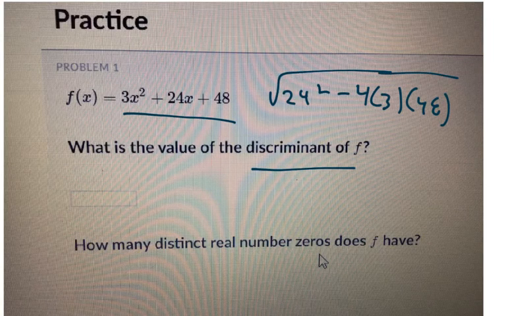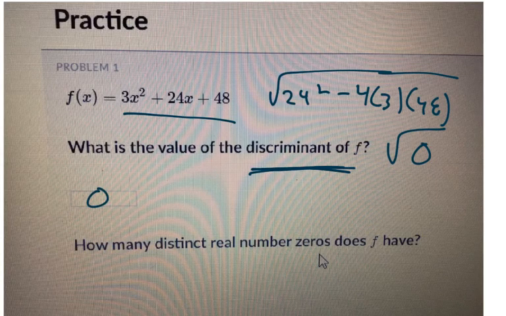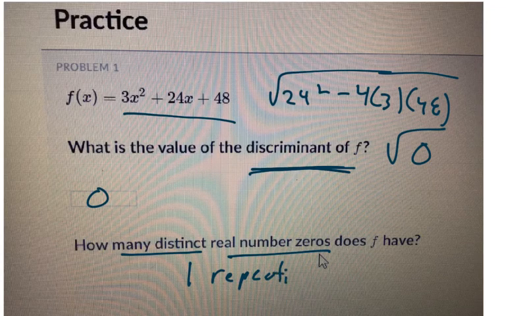Matter of fact, let's just talk about it right now. So guys, we're just looking at the discriminant here. That's what they're asking for, right? And if you do discriminant, you actually get the square root of 0, guys. What's the square root of 0? 0. And whenever you get a 0, how many distinct real number zeros will you have? You will have one repeating answer. Okay? Bottom line, you'll have one answer whenever you get a 0.